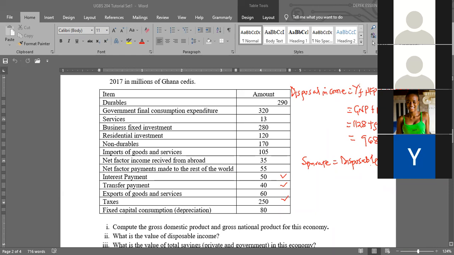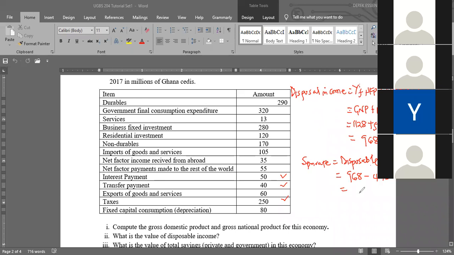Thank you. Disposable income minus consumption. Okay, and we have disposable income here. What's the total? It's 495. 495. Thank you.